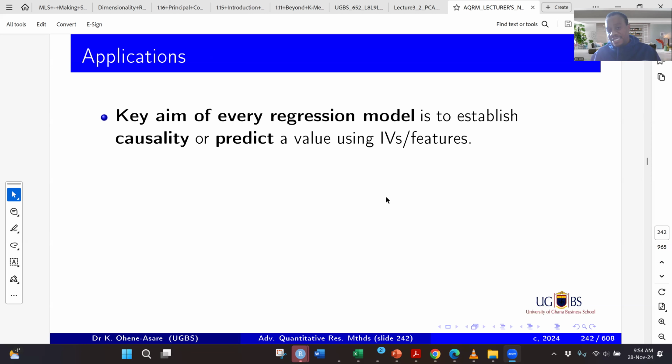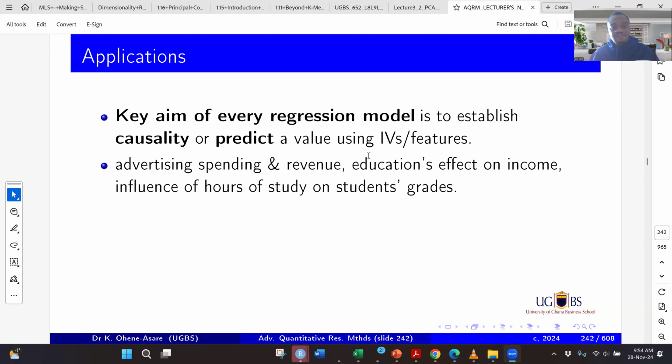And then to predict. Now, you establish causality means you want to know the causal link and how much is the link. And then you want to also use that to predict for the next, what you don't know. So first, you want to know what should be known. After knowing what should be known, you can now predict what is unknown. That's regression for you.